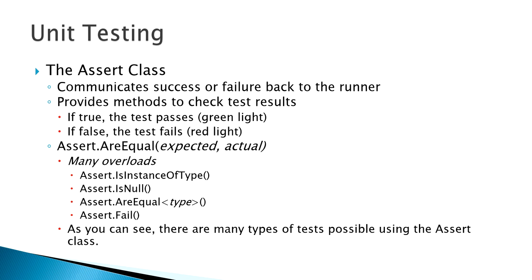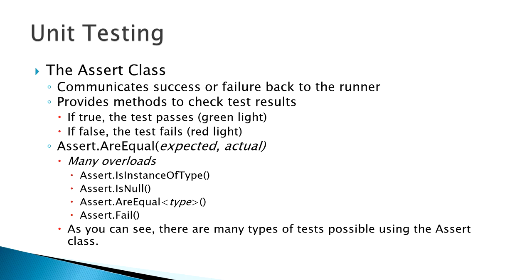If it's false, we get a red in the test runner, meaning the test failed, right? As I said, one of the most common is simply assert are equal, but there are many overloads. I'm not going to try and list them all or talk about each one. But even when you hit dot in your code and you see the list of all the overloads come up, you'll see all kinds of interesting ones.